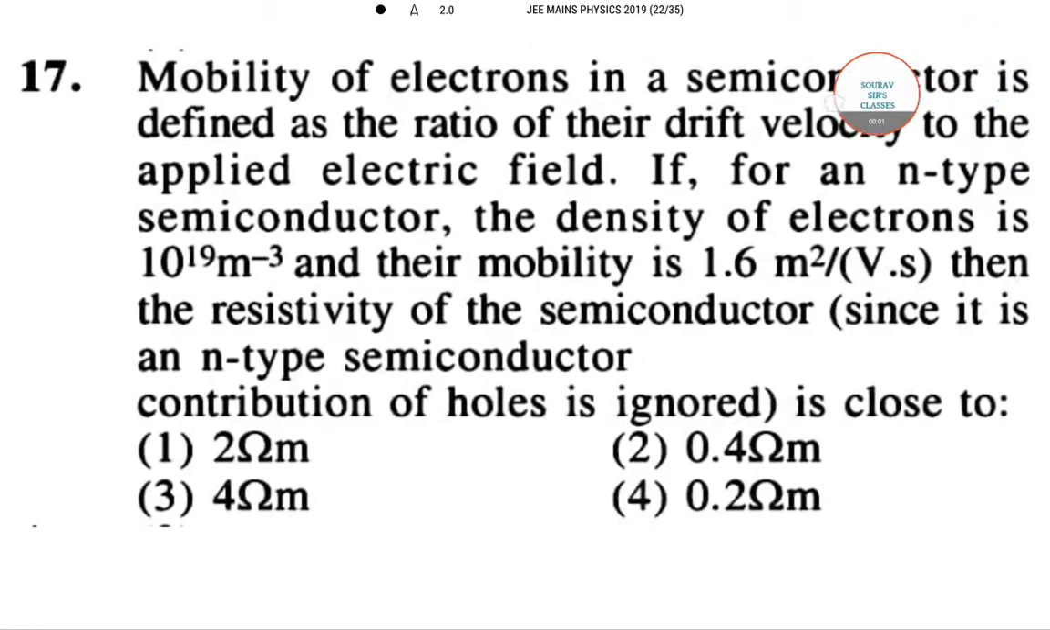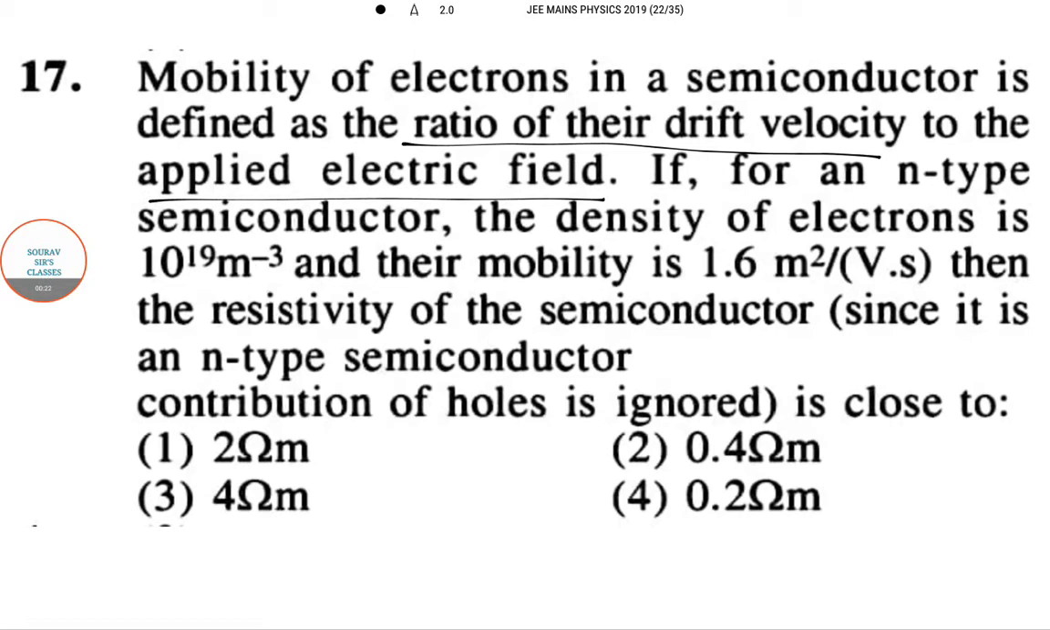This is the Joint Entrance Mains Physics Question Paper 2019. I think you have an idea of this topic in this question. The mobility of electrons in a semiconductor is defined as the ratio of drift velocity to the applied electric field. So, for an n-type semiconductor, the density of electrons is given and the mobility is given.